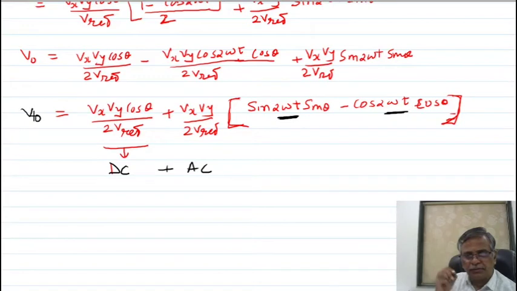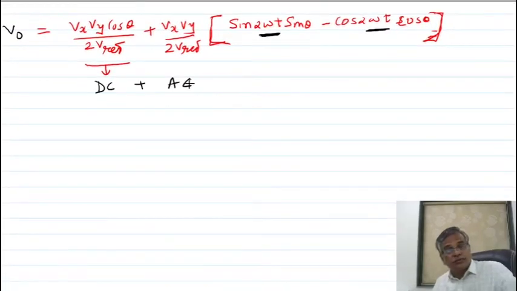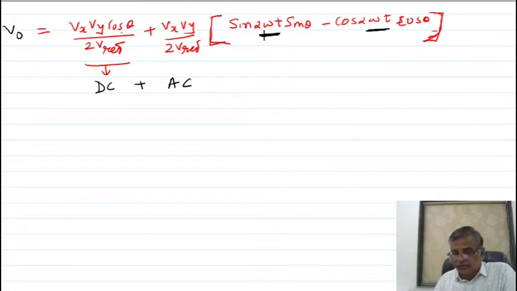Suppose you want to get the perfect frequency doubler. Then a perfect frequency doubler can be obtained by this. The output of the multiplier IC contains two terms, DC term plus AC term. The DC term contains the multiplication of the magnitudes of the two signals with phase angle, and in the second term, the frequency is double that of the input signal. This is time varying, and this is a constant term. There is no signal varying with time, so it is called DC, and this is your AC term.